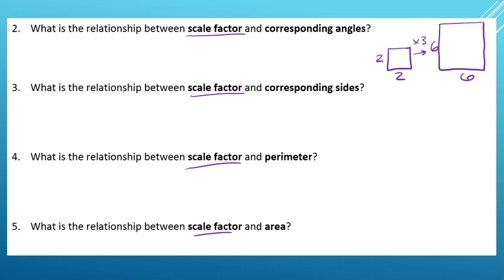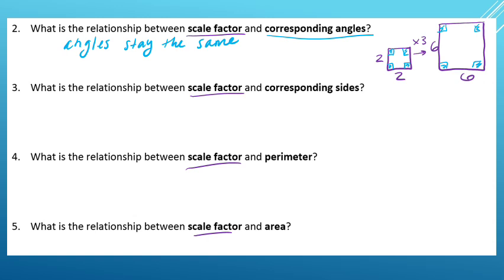So for example, I'm asked what's the relationship between scale factor and corresponding angles? Here I can see in this square I've got 4 right angles, and in the larger square I also have 4 right angles. So all these corresponding angles stay the same. So I'm going to note angles stay the same. It does not matter what scale factor I use. If I double, triple, or make it half of the original shape, the angles themselves stay the same.